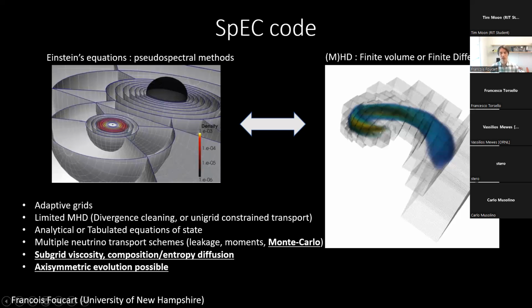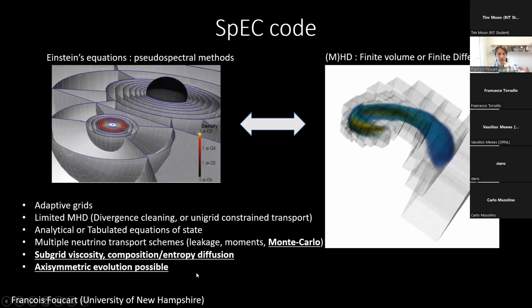Our recent focus has mostly been on the impact of various equations of state and various algorithms for neutrino transport in these simulations. SpEC is capable of handling a fairly wide range of equations of state, analytical or tabulated, and has multiple neutrino transport schemes included, which would be a large part of what I'm going to discuss in the next section.